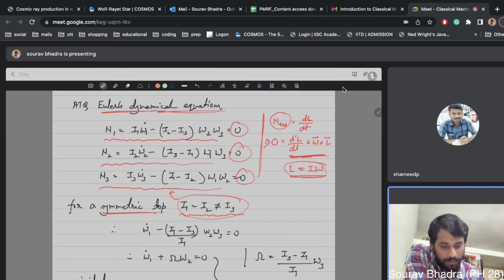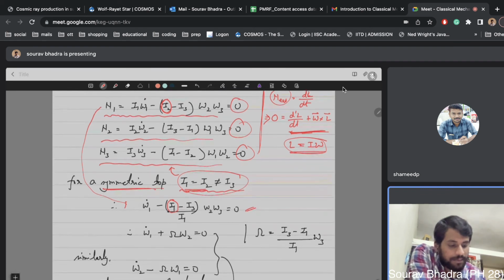Okay, so consider the first equation. Just divide it by I1, that is omega 1 dot minus (I2 minus I3) by I1, and again from this condition I can substitute I2 as I1. So that I have done. In this first equation you can see it is I2 minus I3, but here it is I1 minus I3 because I have used this condition that I1 equals I2. So omega 1 dot minus (I1 minus I3) by I1, omega 2, omega 3 equals 0, right?